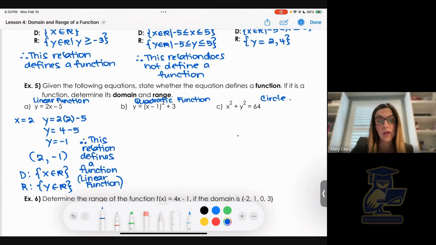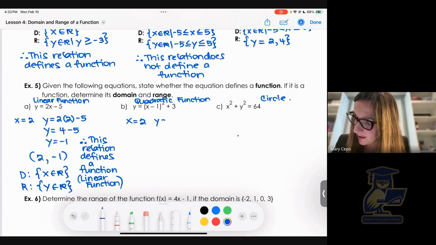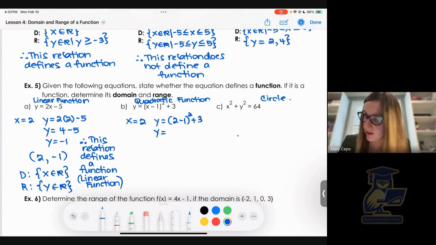Okay. Looking at the quadratic function, we can identify that because it's a degree of 2. If you recall from last year, that was a big concept in grade 10. But if we wanted to check algebraically, we'd sub in, and we're just going to use the number 2 because why not. So x is equal to 2. So we're going to sub in 2 minus 1 all squared plus 3. Always following BEDMAS. So 2 minus 1 we know is 1, all squared plus 3. y is equal to 1 plus 3. y is equal to 4.